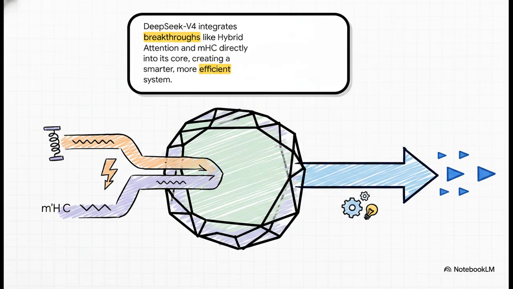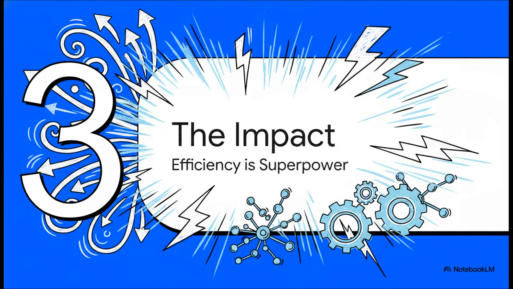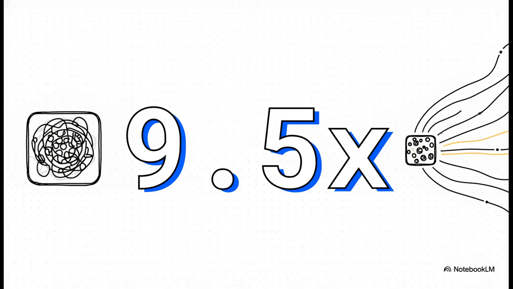And what you're looking at here is the new architecture itself. You can see how all those breakthroughs are baked right into the model's core. The information flows through these supercharged transformer blocks, creating a system that is just fundamentally smarter and more efficient from the ground up. Okay, so what's the real-world impact of all these changes? Because the numbers here are absolutely staggering. Efficiency isn't just some nice-to-have feature anymore. It's the new superpower. Compared to the model that came right before it, DeepSeek V4 Pro's KV cache, that short-term memory we talked about, is an incredible 9.5 times smaller. Let that sink in for a second.